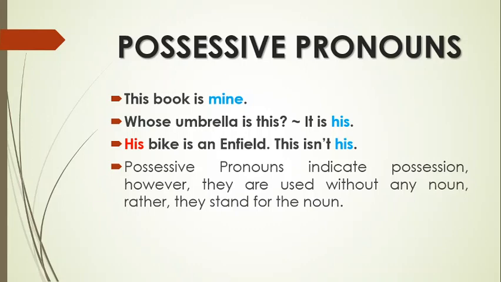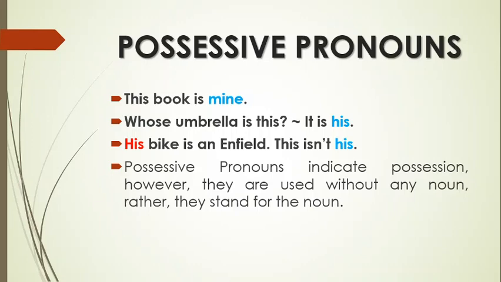So to indicate this possession, we are using the pronouns mine and his. These pronouns are called possessive pronouns. If we take a good look at the third example, "his bike is an Enfield, this isn't his," in this case, there are two his. One is colored in red and one in blue.